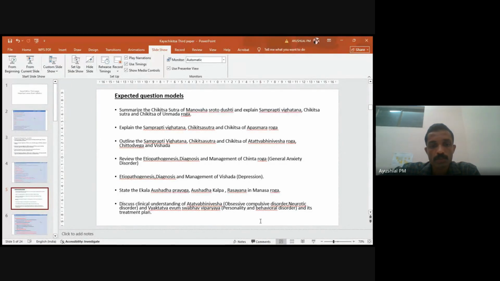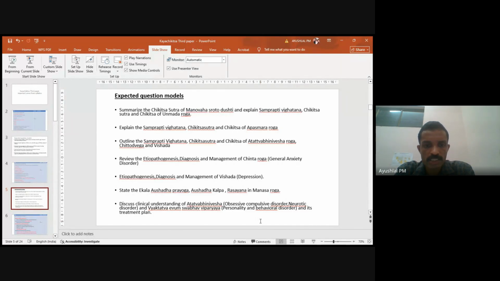Then state the Ekala Aushadha Prayoga, Aushadha Kalpa and Rasayana in Manasika Roga. This can be asked. Ekala means single drug therapies, the administration of a single drug with its dose and Anupana and all those things. For every disease, you should know a minimum of 10 formulations and some single drugs, and what the Matra is, what its Anupana is. And Rasayanas in Manas Roga. You can get questions like Aushadha Prayogas from the slokas. So while writing about a disease, you should know a minimum of 10 medicines related to that particular condition or particular slokas.